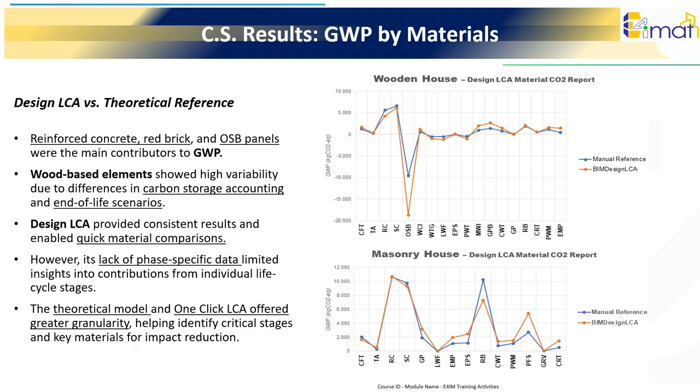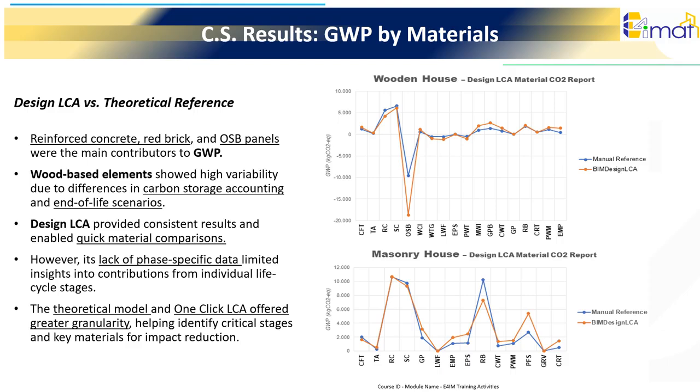Material-level analysis shows that reinforced concrete, brick, and OSB panels are the main contributors to embodied emissions. Design LCA provides consistent material results, but its lack of phase-specific detail limits the ability to identify which stages generate the highest impacts. For educational purposes, however, it supports quick comparisons between materials.